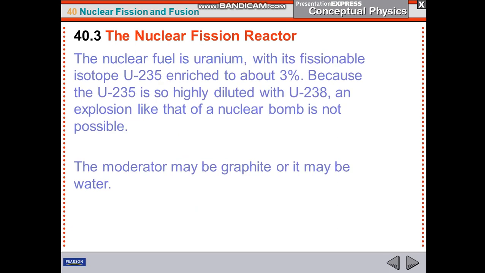The nuclear fuel is uranium. Uranium is used as a nuclear fuel with its fissionable isotope uranium-235 enriched to about 3%. Because uranium-235 is so highly diluted with uranium-238, an explosion like that of a nuclear bomb is not possible. So uranium-235 is highly diluted with uranium-238 to avoid the explosion. The moderator may be graphite or it may be water.